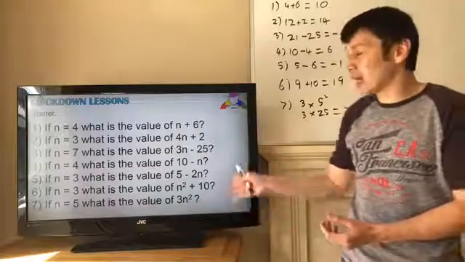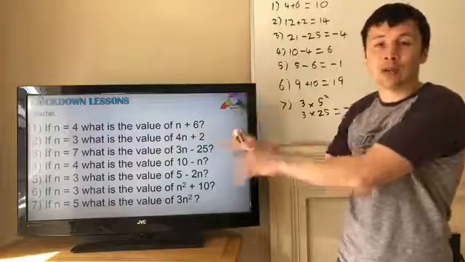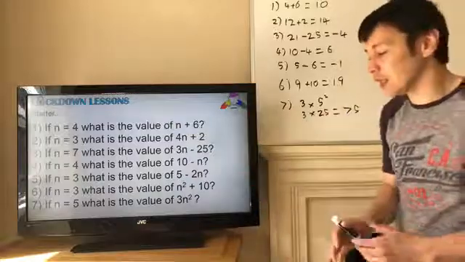Okay, so a bit of a warm-up there. That's what algebraic sequences are all about, being able to do that. If you can do that, you can do this tough topic of sequences.